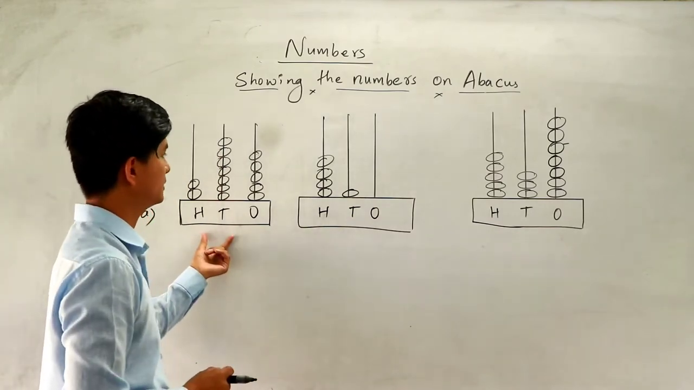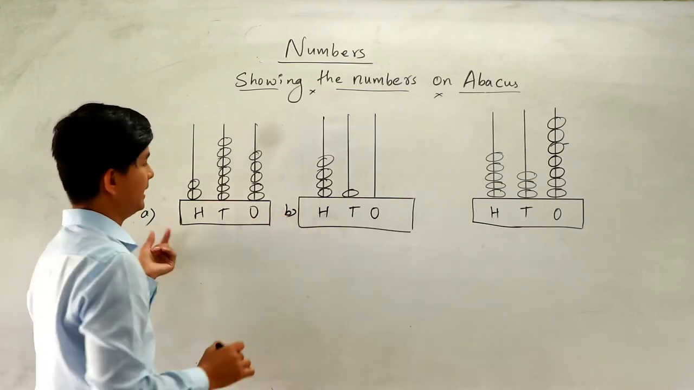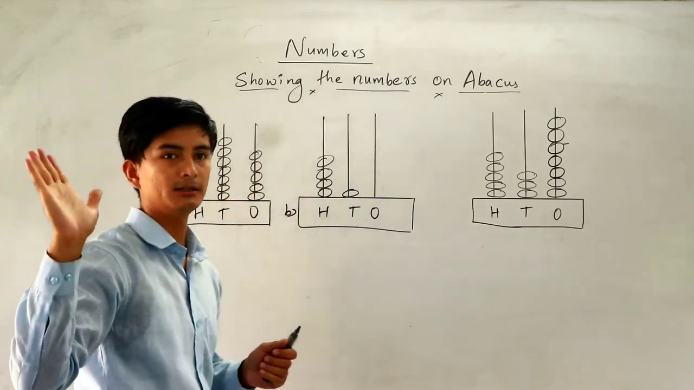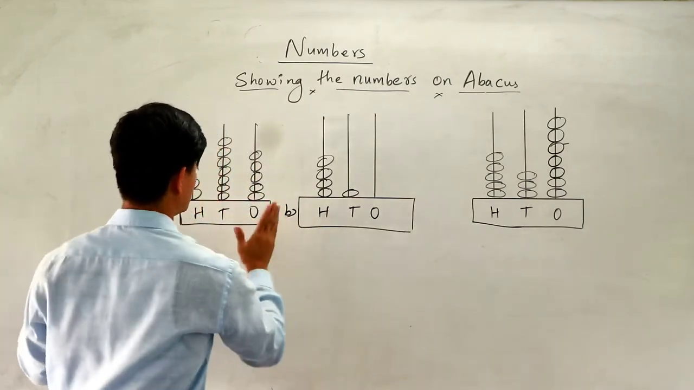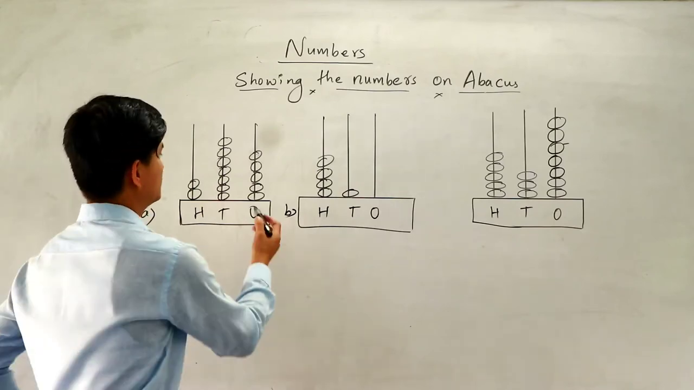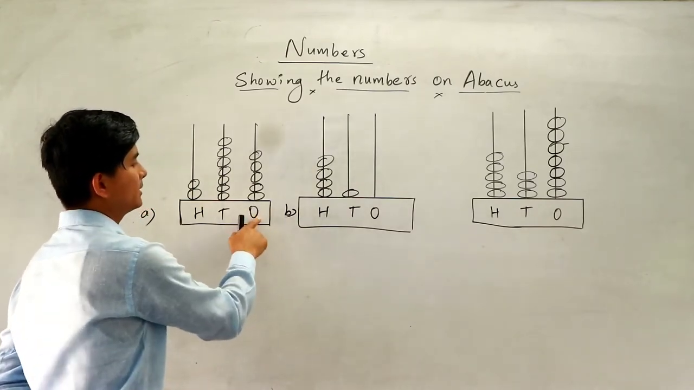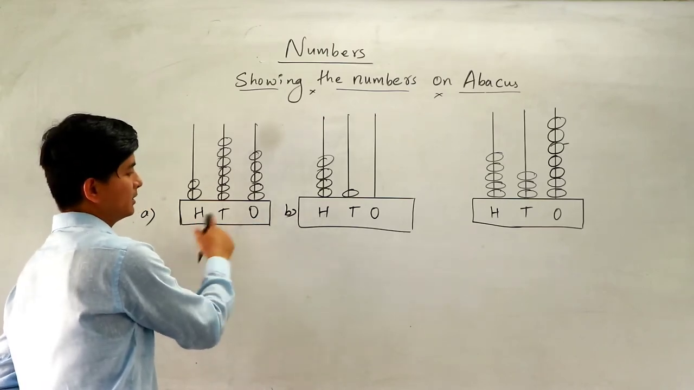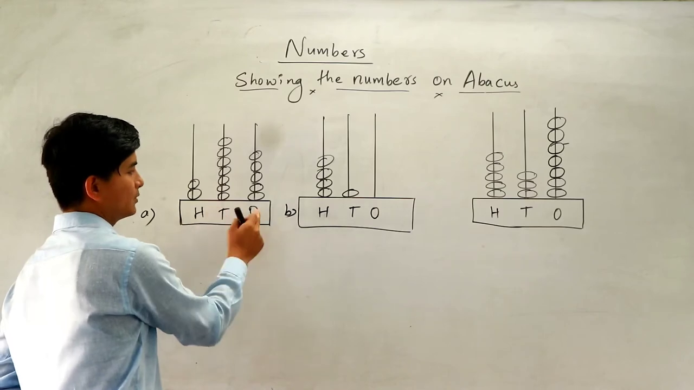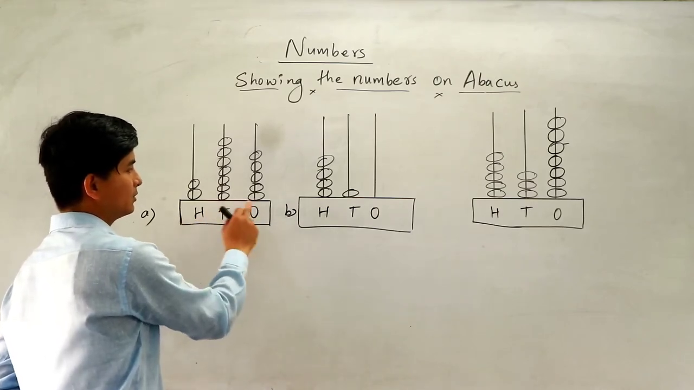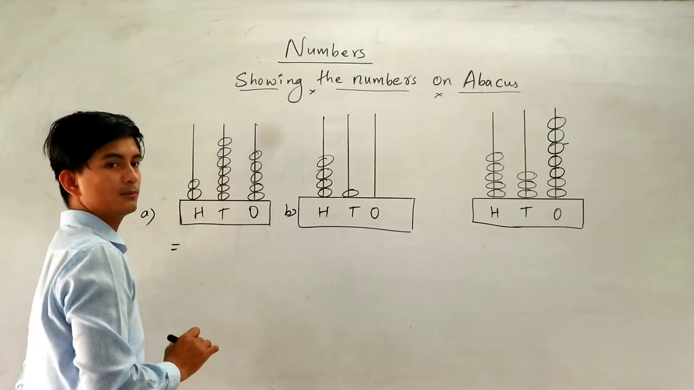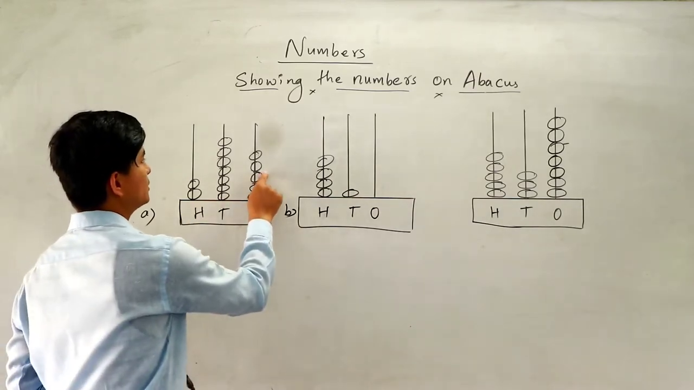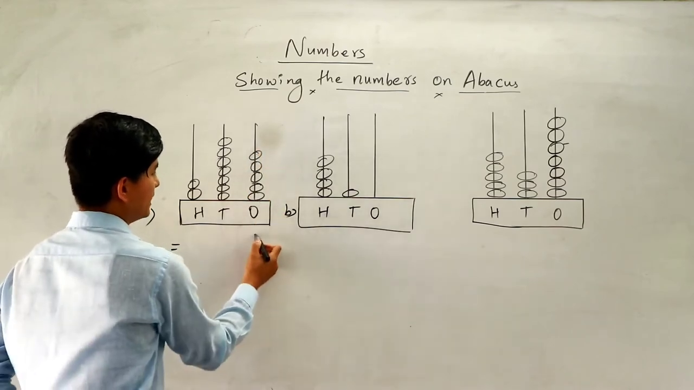So first here you can see in A, it's the ones place. So always start with your right hand, the right side as you sit. On the right hand side you can see ones, then tens, hundreds. So while writing the number, count how many are in the ones place: 1, 2, 3, 4, 5. So write 5 in ones.